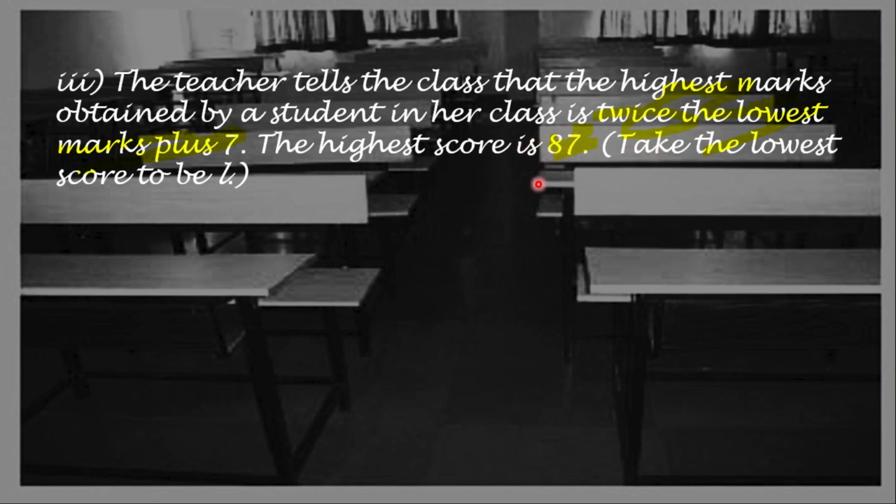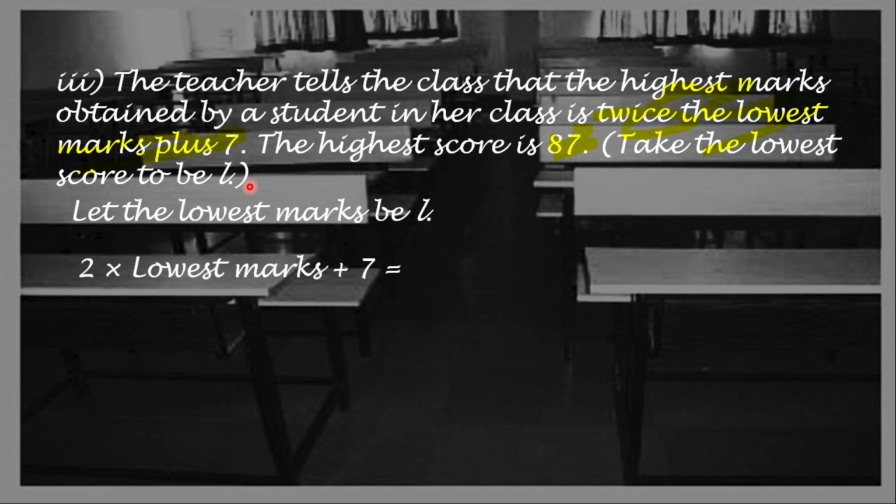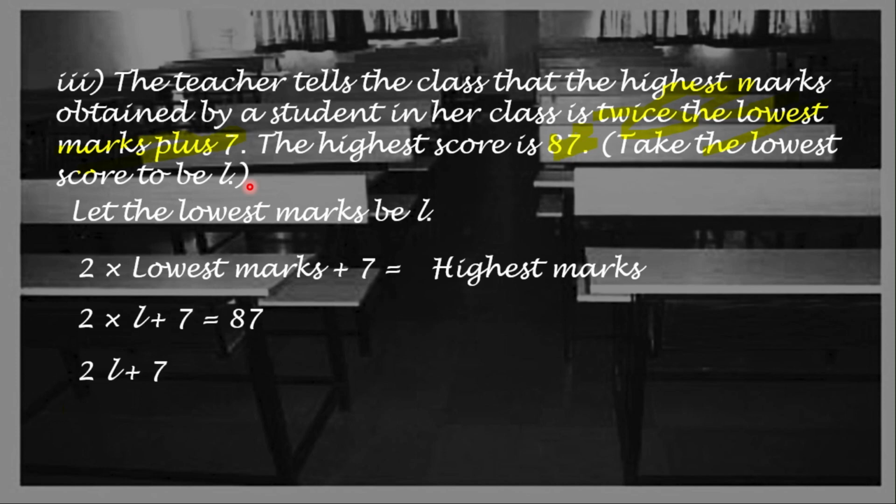And here it is also given that the lowest marks is L. How will you write? Let the lowest marks be L. 2 multiplied by lowest marks plus 7 is the highest marks. So 2 multiplied by L plus 7 is equal to 87. That will be your equation.